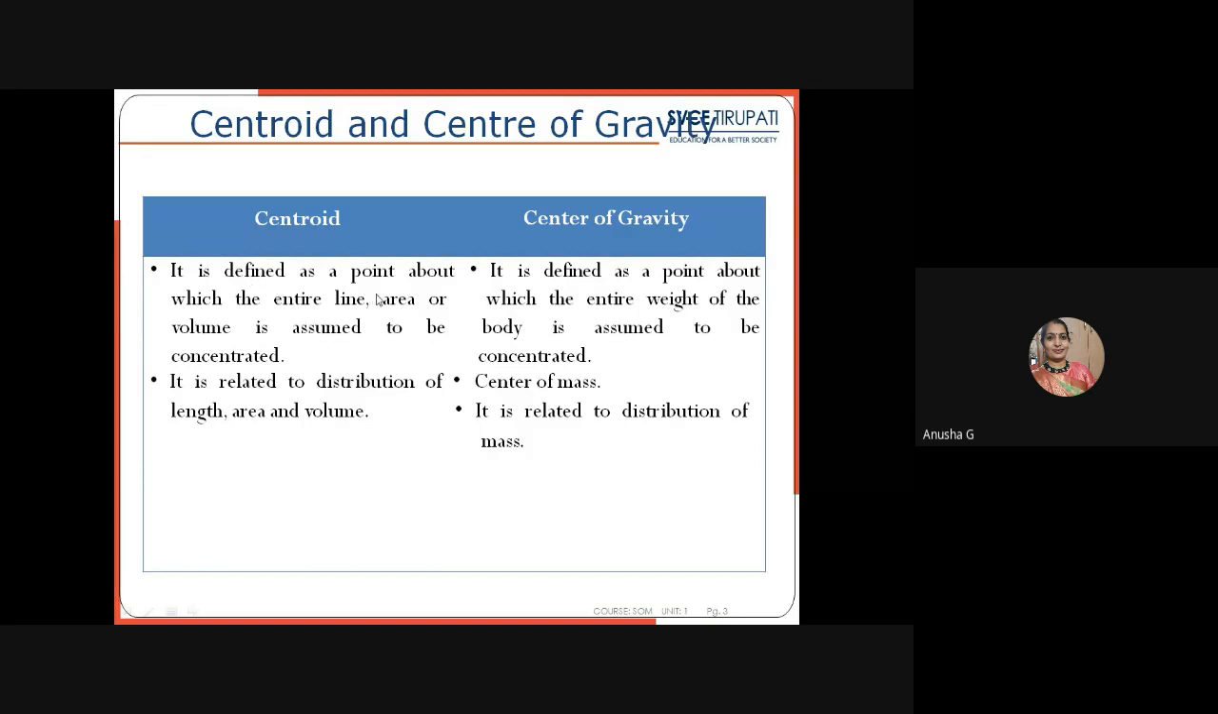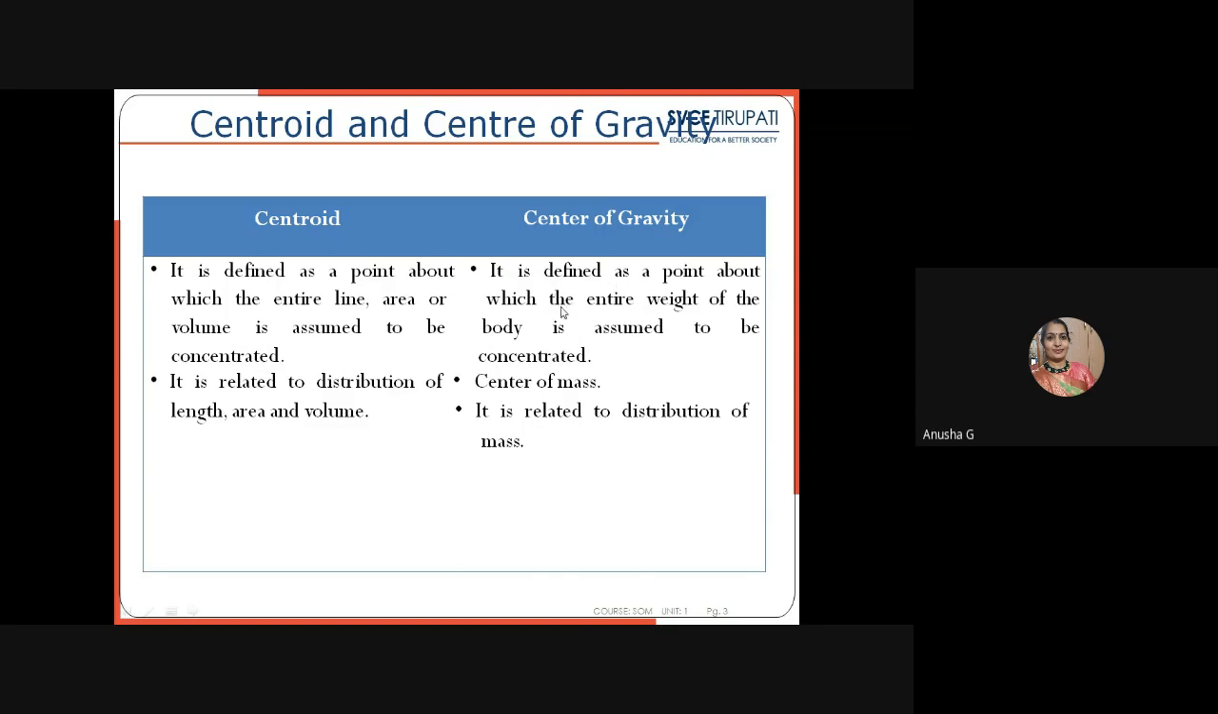Centroid is defined as a point about which the entire line, area or volume is assumed to be concentrated. That means you have to take a paper and fold it. If you fold in the horizontal direction or vertical direction, two sides, then you will get one center point. That center point is the centroid of your paper. Similarly, if you are taking a book, that will be the center of gravity. It is defined as a point about which the entire weight of your body is assumed to be concentrated.